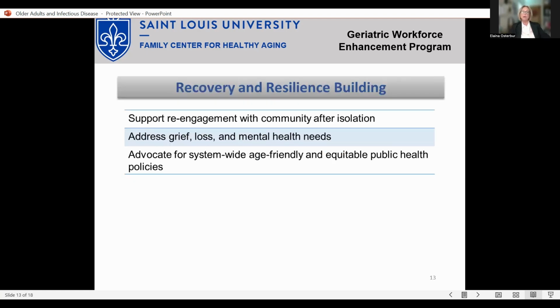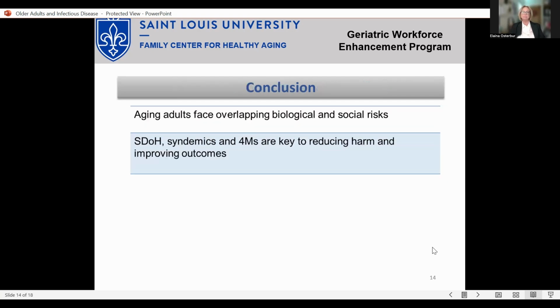To support recovery and build resilience, communities and healthcare systems must promote re-engagement with social and community life following periods of isolation. It is essential to address grief, loss, and mental health needs while also advocating for system-wide, age-friendly, and equitable public health policies.